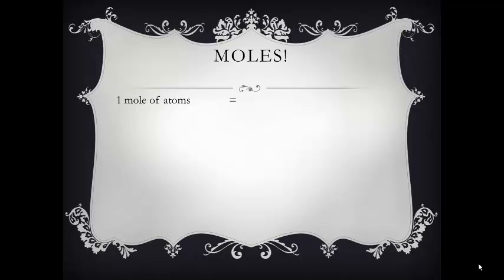Well, remember, atoms are small. So if you have a mole of atoms, how many atoms are there? You have lots and lots of atoms. And that's where Avogadro's number comes in. 6.022 times 10 to the 23 atoms.